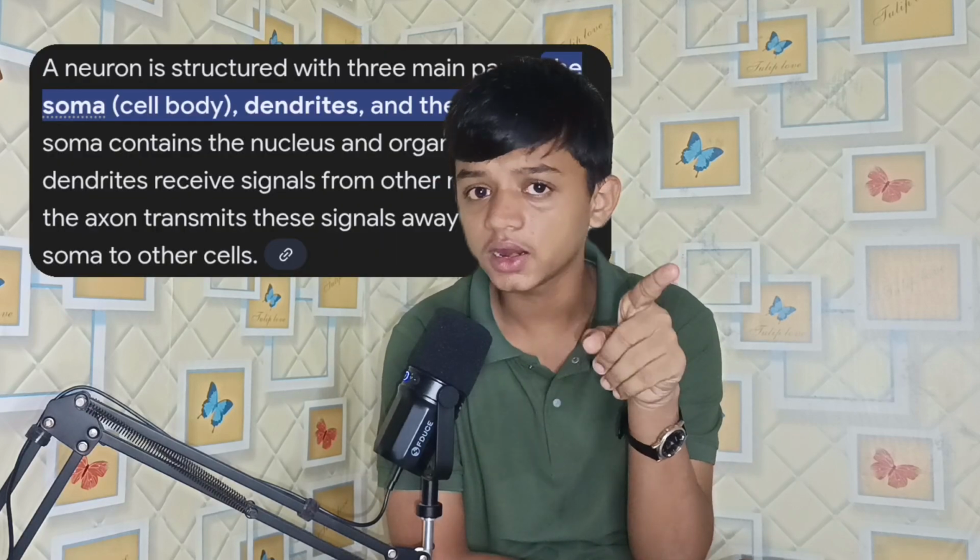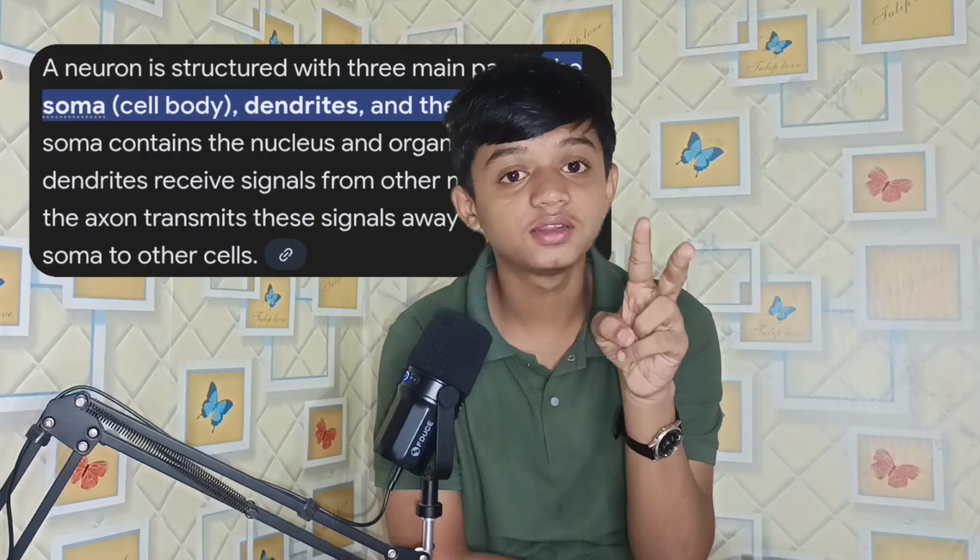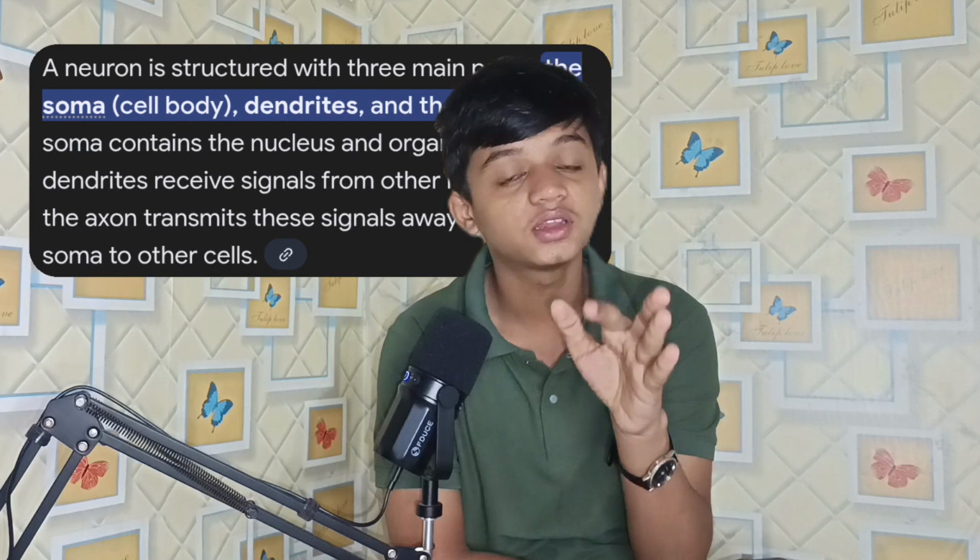Now, first, let's talk about neurons. The general structure is that you have three main parts of a neuron. First is the dendrite, second is the cell body, and third is the axon. These are the three things present on all neurons.